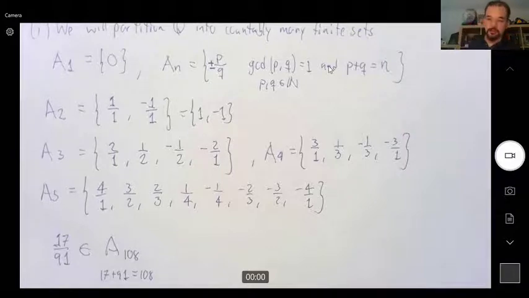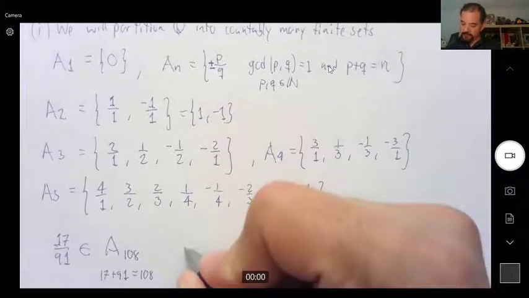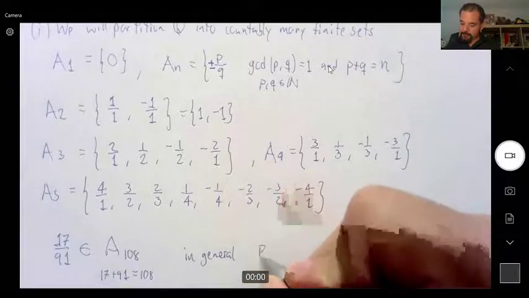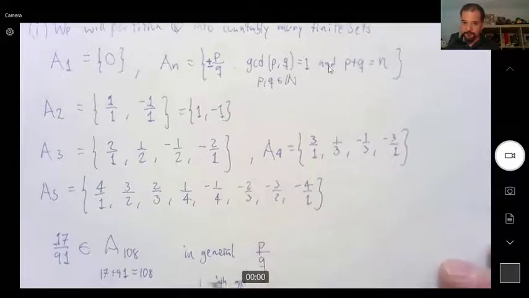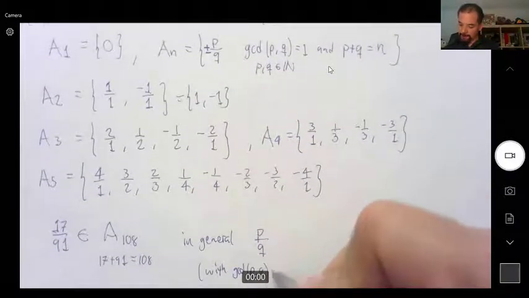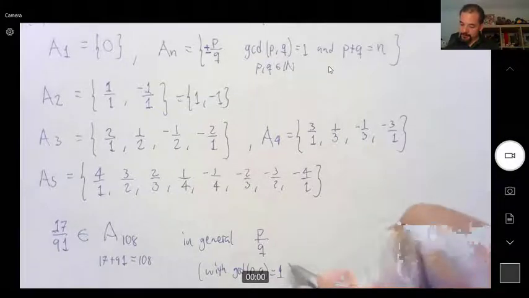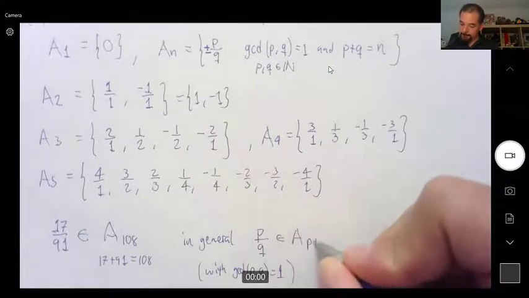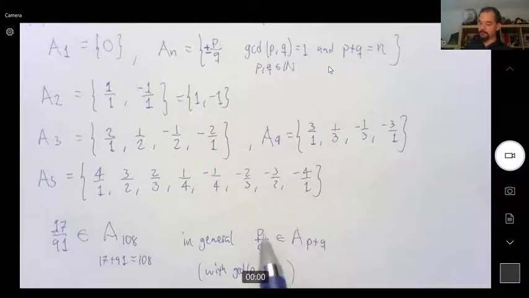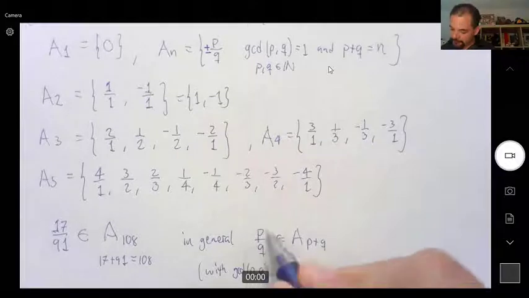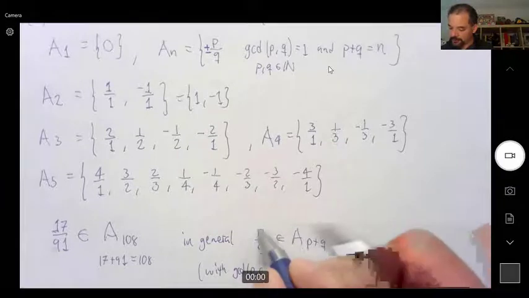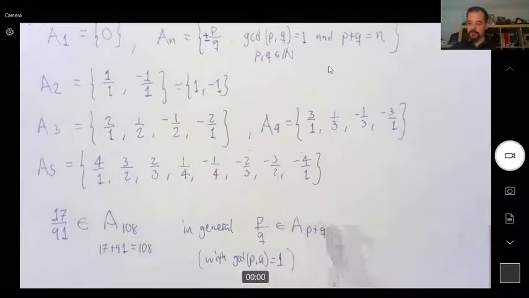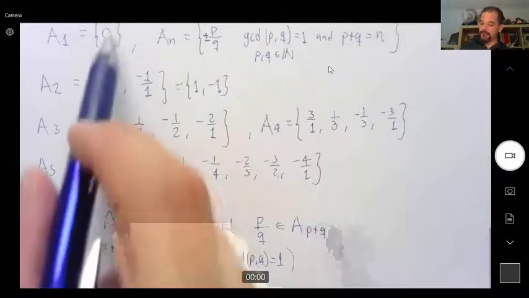So every rational number that you can think of, no matter how, so if it's already reduced, so in general, P over Q, if it's reduced with GCD of P and Q equals 1, in general, P over Q belongs to A, P plus Q, right? Because the sum of these two guys will be P and Q if it is positive. And if it is negative, well, then as well. I mean, you just make sure that you only add the positive numbers, right? So every rational number is in one of these A's.